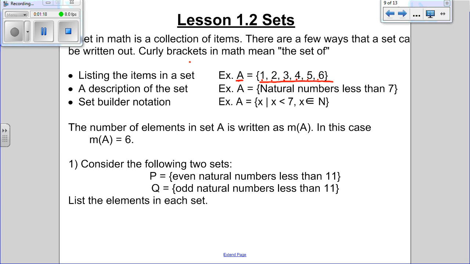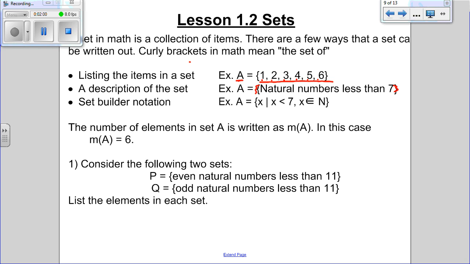The second way of doing things is usually when you have a list that's a little bit too big to write out. So the second way is basically a description, but inside of the curly brackets where your list would have gone. In this case it says set A is natural numbers less than 7. So any natural number less than 7 would be a part of that set. Natural numbers are counting numbers, so it doesn't include the number 0, and it'd be anything less than 7. So the things in this set would be 1, 2, 3, 4, 5, and 6. These two sets are actually the exact same thing, it's just two different ways of describing or writing it out.